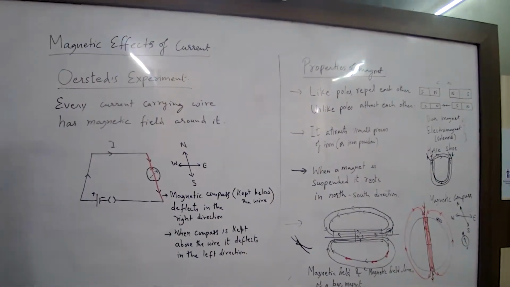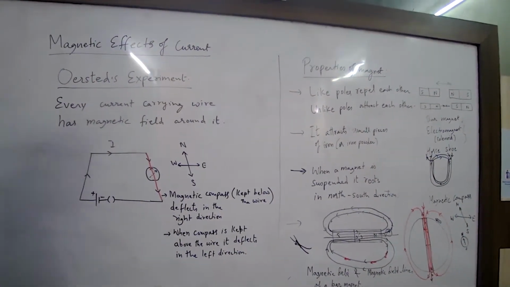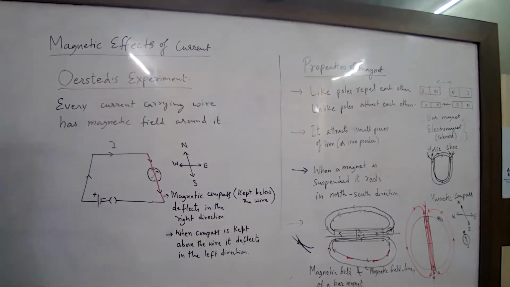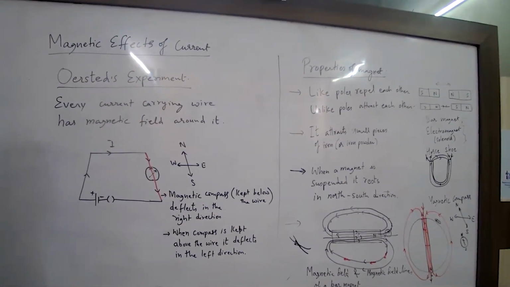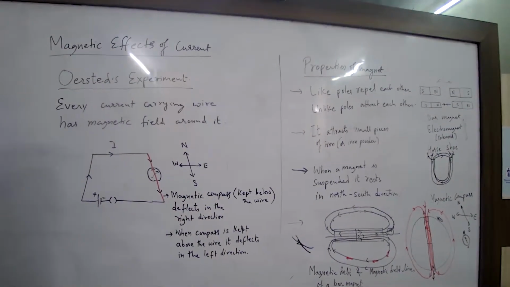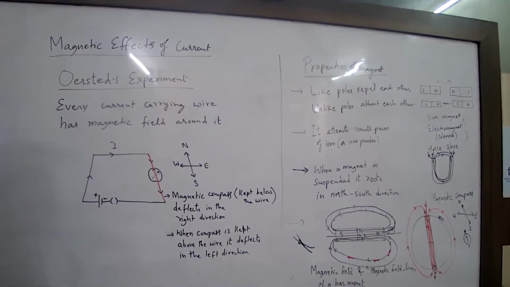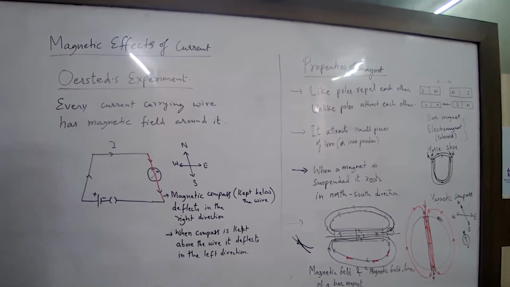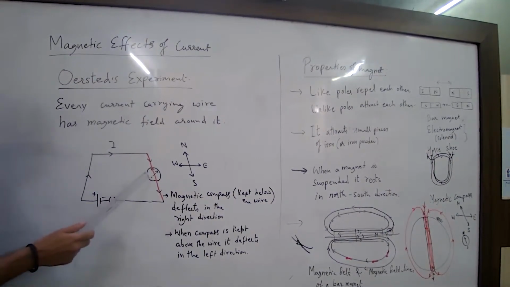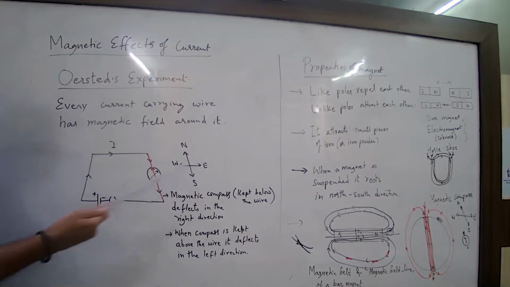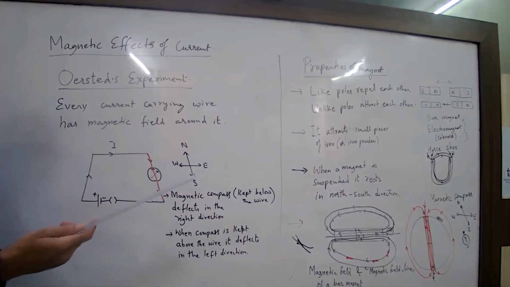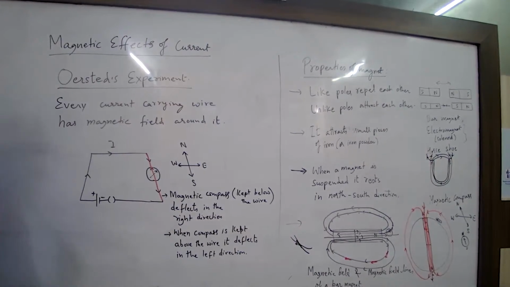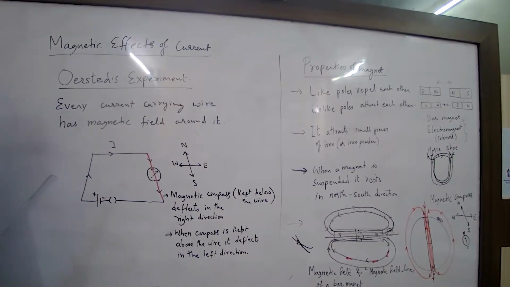Now what did we learn here and in the demonstration on the net? That the magnetic compass always points in the direction of the magnetic field. So that means below the wire the magnetic field direction is towards right, and above the wire the magnetic field direction is towards left.